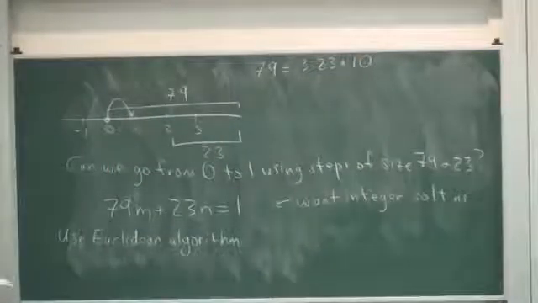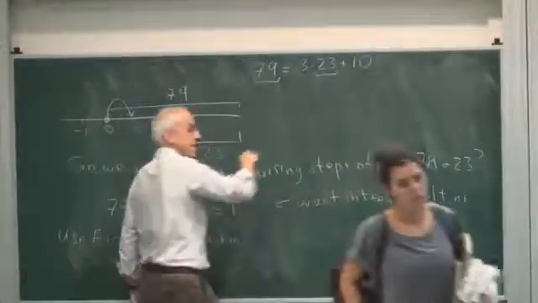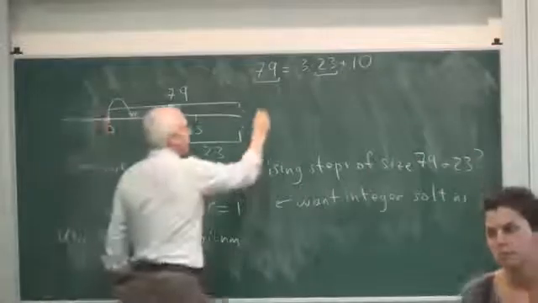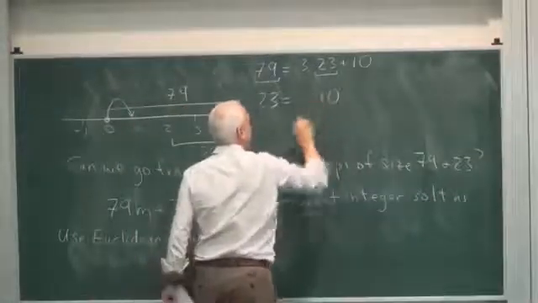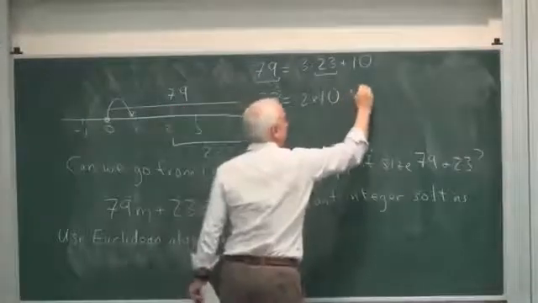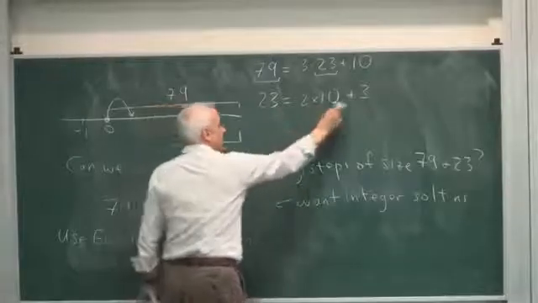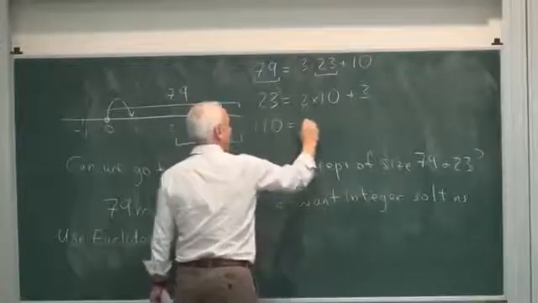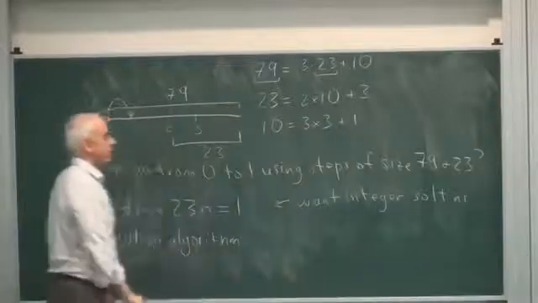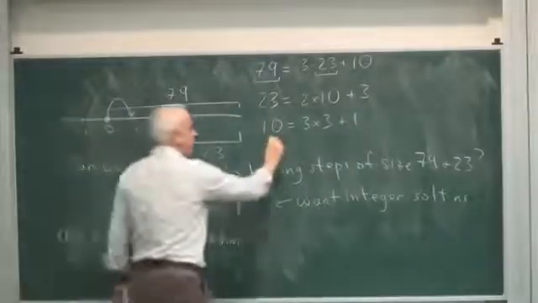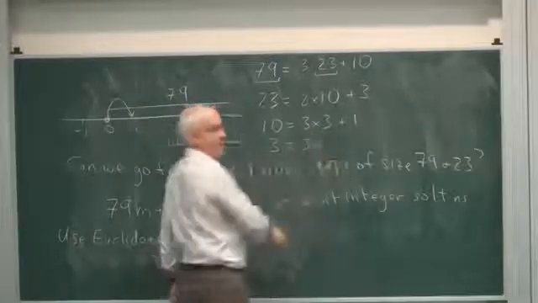And you may remember that in the Euclidean algorithm, we started off with these two numbers. Now we do the same thing with the numbers 23 and 10. We divide 23 by 10. Well, it goes 2 times 10 plus a remainder of 3. And then we divide 10 by 3. 10 is equal to 3 times 3 plus 1. And finally, 3 is just 3 times 1, and there's no remainder.